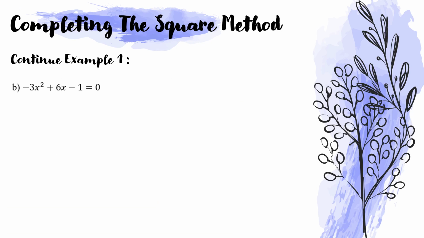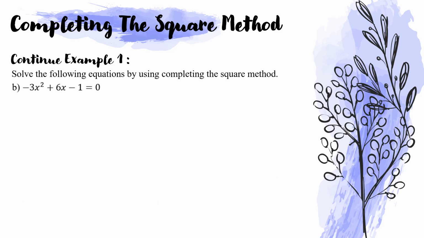Okay, completing the square method. Continue with example 1. Solve the following equation by using the completing the square method. So this is the second quadratic equation. Negative 3x squared plus 6x minus 1 is equal to 0. Okay, the solution. So first step, you need to divide both sides, the left hand side and the right hand side, by negative 3, so that the coefficient for x squared becomes 1.